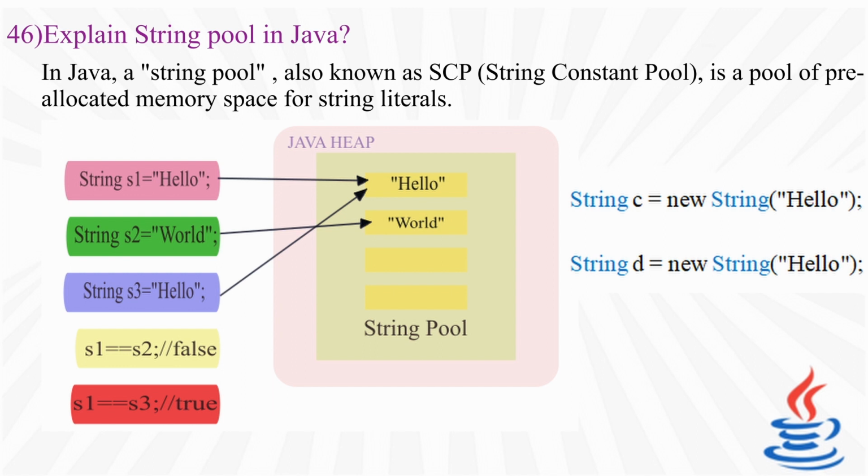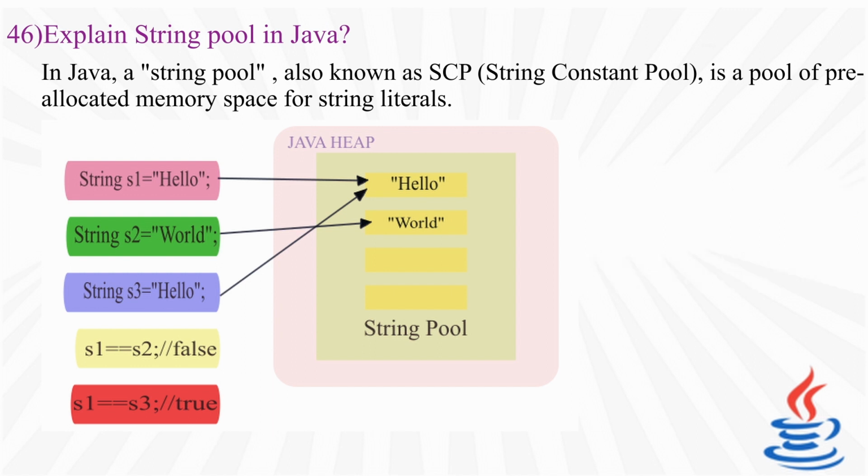For example, in this case, even though the string literals used to create c and d are the same, Java will create two separate string objects in memory for each. This means that c == d will evaluate to false. It's worth noting that the string pool is a specific feature of the Java virtual machine implementation, and not all JVMs may have the same behavior with regard to string pooling.